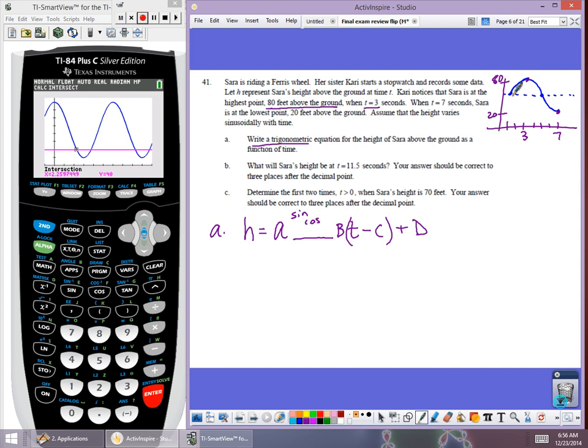So I'm going to continue that. We're at the midline at 1 second. And then again, 8, 9. So at 9 seconds, we're at the midline.